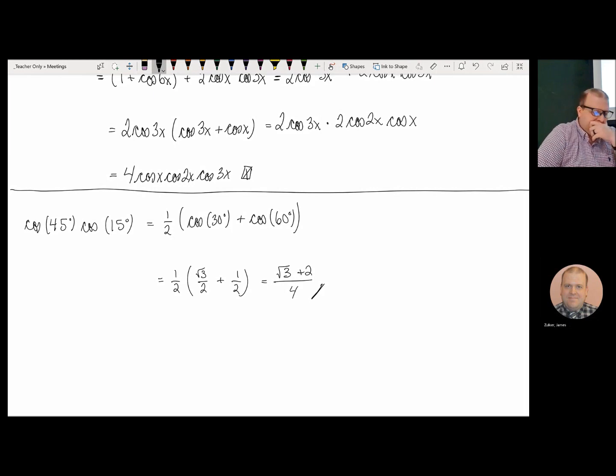The value is root 3 plus 2 all over 4. No, it should be root, I'm sorry, root 3 plus 1, yeah, all over 4. I don't know where that 2 came from.